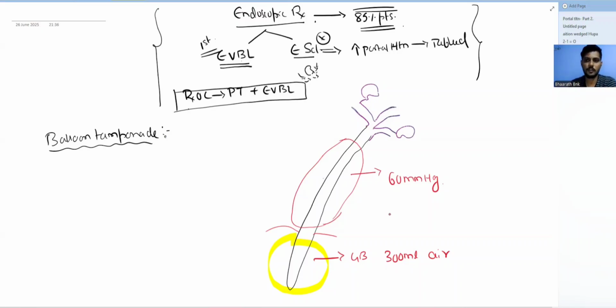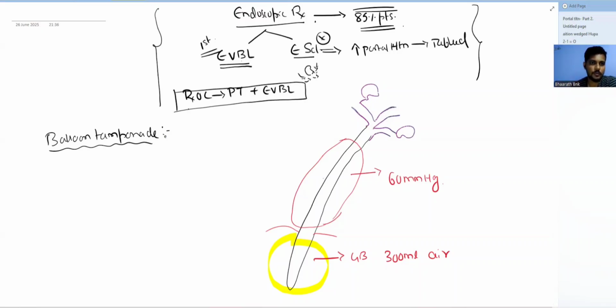So one more thing I forgot to tell is endoscopy has to be done as early as possible, preferably within 12 hours of the admission. Right? So once you put this balloon, you need to confirm it radiologically. And after you confirm it radiologically, every 12th hour, you need to deflate it because if you don't deflate it, that will lead to the pressure necrosis of this.